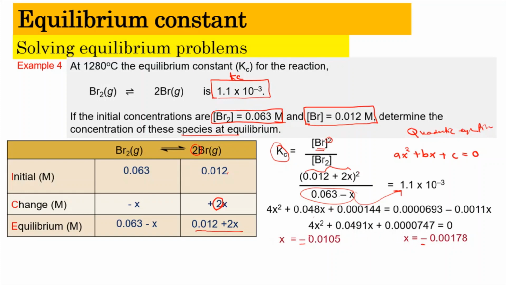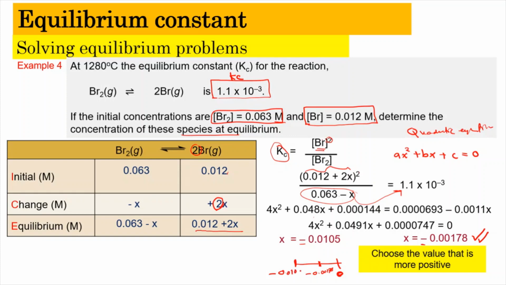But which value should we choose? For this reason, we need to choose the value that is more positive. We need to choose this one because it is closer to 0. Let's say this one is 0. So we have negative 0.00178, and then we have negative 0.0105. This value here is closer to 0 and it is more positive in comparison to this one. So we're going to choose this value.